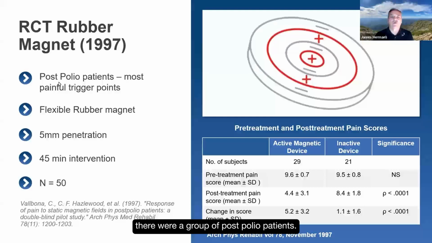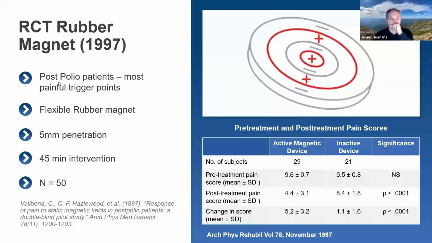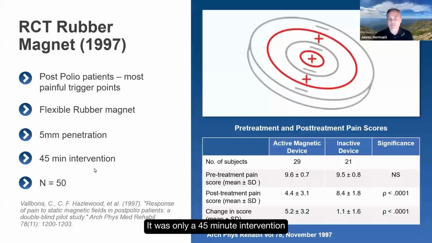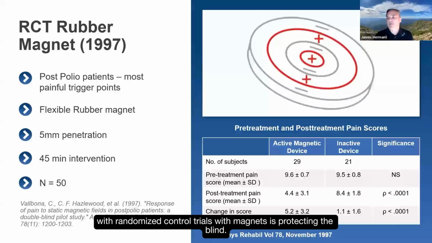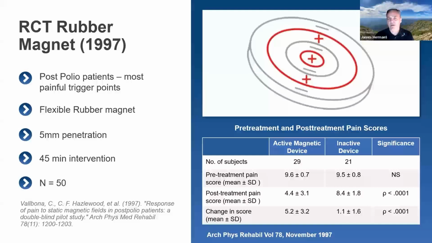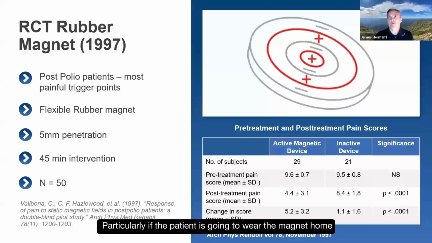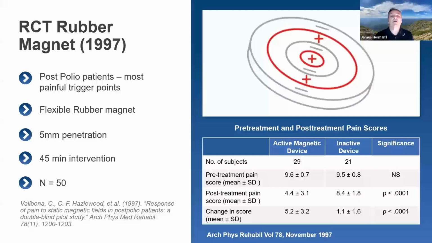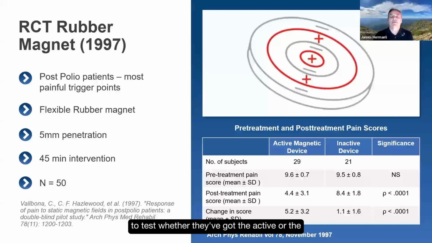They were a group of post-polio patients, and it was only a 45-minute intervention, because one of the difficulties with randomized controlled trials with magnets is protecting the blind, particularly if the patient is going to wear the magnet home. They can use a paper clip or scissors or anything metal to test whether they've got the active or the placebo magnet. So in this intervention, they observed the subjects for 45 minutes and made sure they didn't test the magnet.